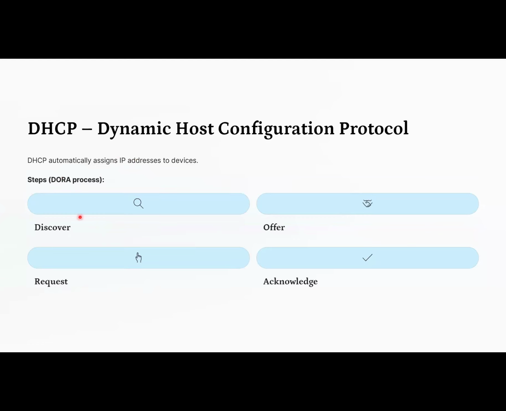So there are a series of steps, and we call it the DORA process. The DORA process: discover, offer, request, and acknowledge. The DORA process is a series of steps that we go through to be able to assign IP addresses to devices. The first of its kind is the discover stage, where the device sends a discover message. And it does so by broadcasting a request to find an available DHCP server.